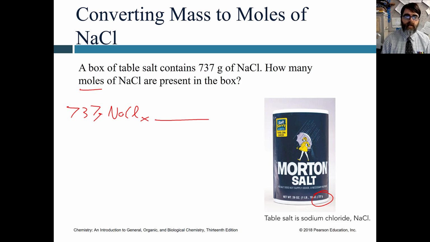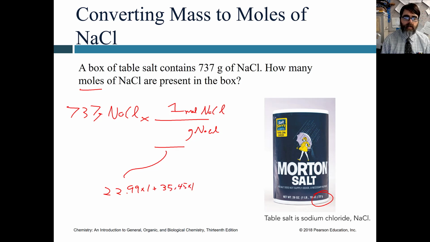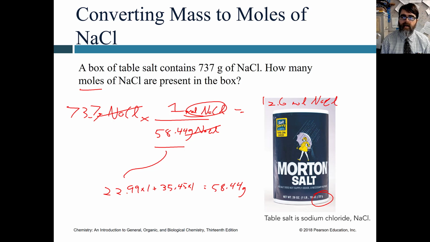To do this, we're going to need grams of NaCl down here, and we're going to need moles of NaCl up here. The number that goes with moles is 1 for now. The grams of NaCl, well, this is a molar mass from the periodic table. It's 22.99 times 1 plus 35.45 times 1, and that comes out to be 58.44 grams of NaCl. So the grams of NaCl cancel out, and we're left with moles of NaCl. That comes out to be 12.6 moles of NaCl.